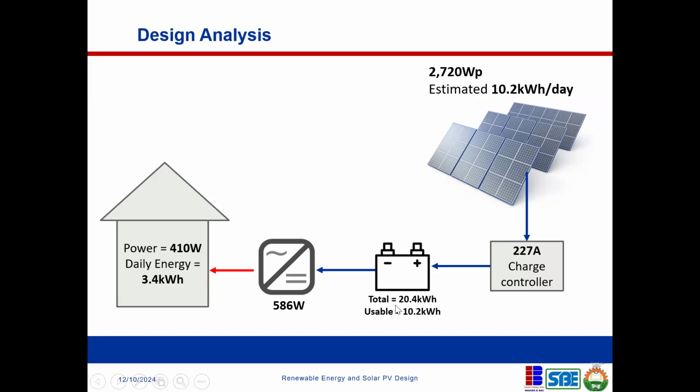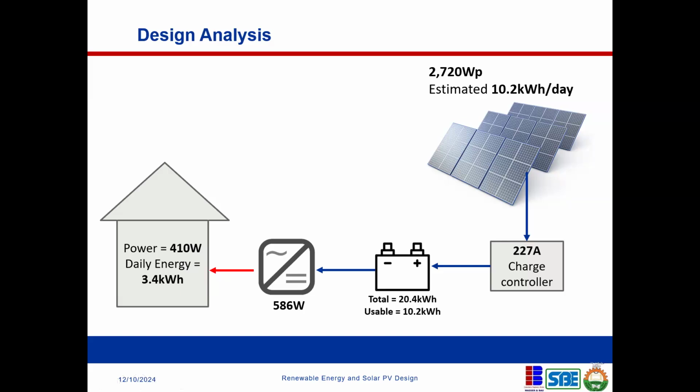We have a charge controller of 227 amps. This is our battery storage. Our total capacity is 20.4, but our usable capacity for 3 days is 10.2 kilowatt hour, right? Now, this is our inverter size, 586 watts. So this is our design actually. Everything here is DC. This current here is DC, here is DC, here is DC. The inverter converts DC to AC, and it fits into the house.